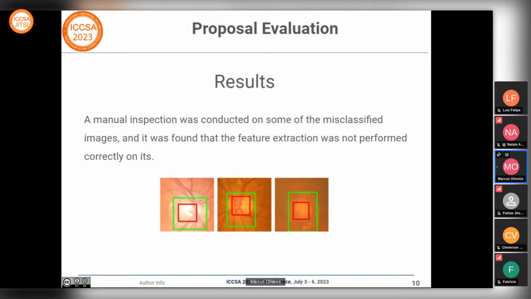In spite of these good results, a manual inspection was conducted on some misclassified images. It was found that the feature extraction was not performed correctly on them. Below, we can see three examples of it. We can see the rectangles. The rectangles are misplaced in the images, which decreases the quality of the attributes acquired by the algorithm.